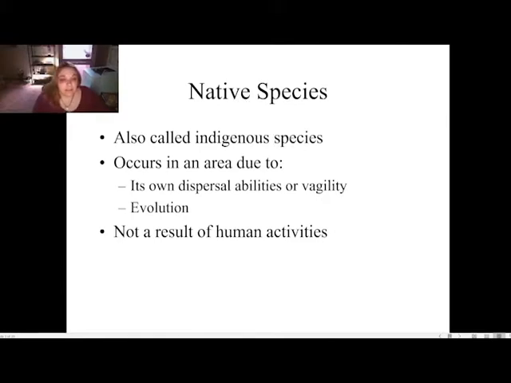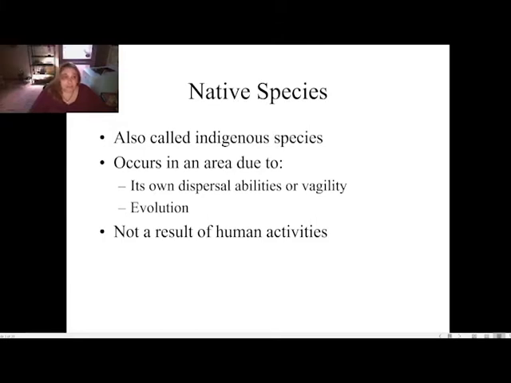And the ability of a species to disperse is called its vagility. Some species are able to disperse more readily, so they may have expanded their ranges, but if we had nothing to do with it, and it was just natural expansion, then they're still considered native species, because species do naturally expand over time. It also doesn't matter when they became native. They could have become native millions of years ago, or fairly recently, as long as humans aren't involved.